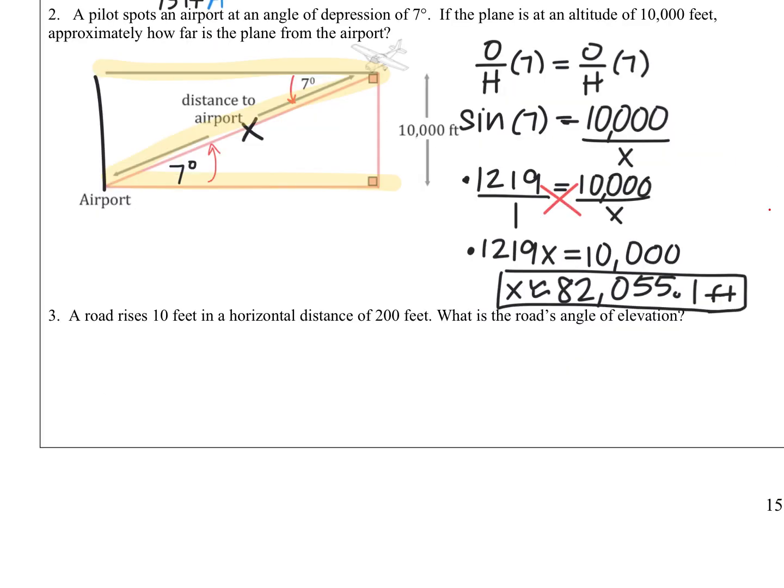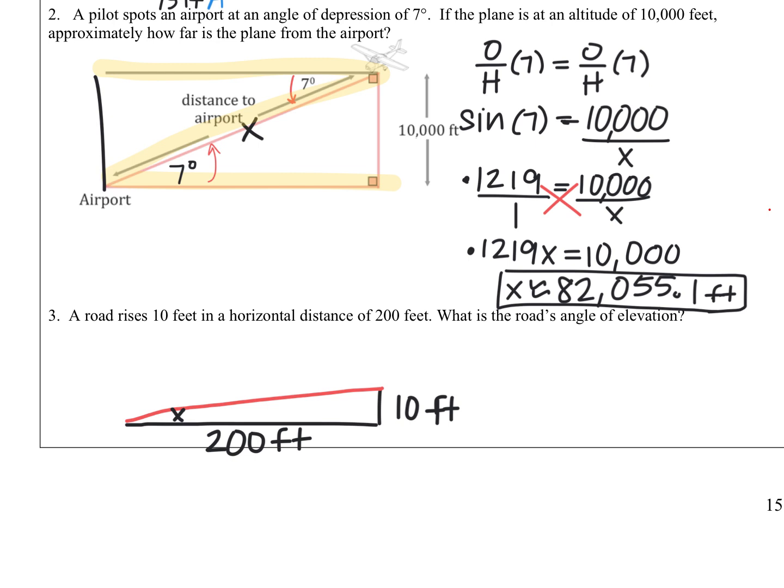Okay, we're going to set up the last one together, and I will have you try it. Here's your picture. We've got a road that rises 10 feet in a horizontal distance of 200 feet. Like when you're on a road, if there's a hill, it's going to go up gradually. That's all it's saying. What is the road's angle of elevation? So obviously you can make a little triangle here, and we're asking what is this x?